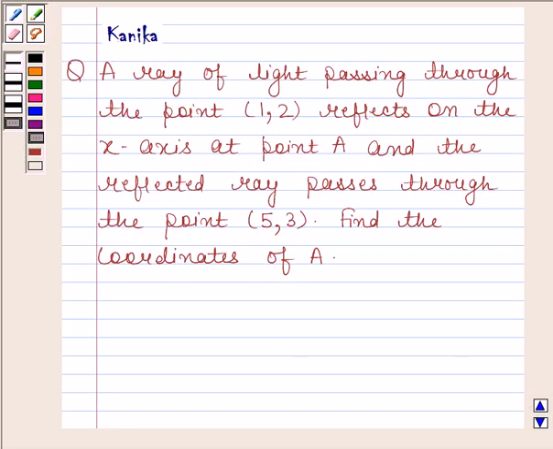Let us discuss the following question. The question says a ray of light passing through the point (1, 2) reflects on the x-axis at point A and the reflected ray passes through the point (5, 3). Find the coordinates of A.